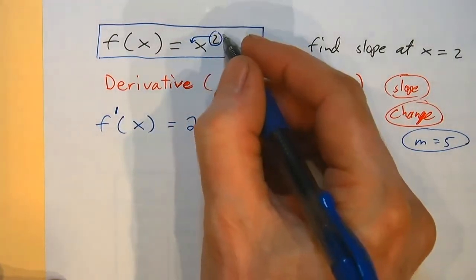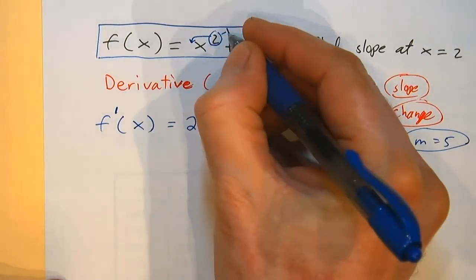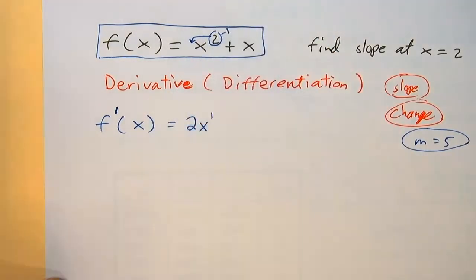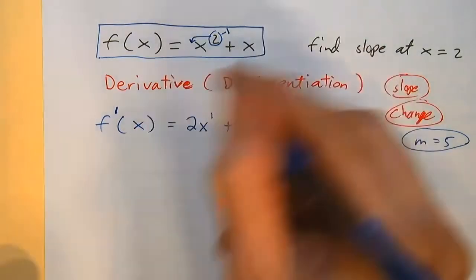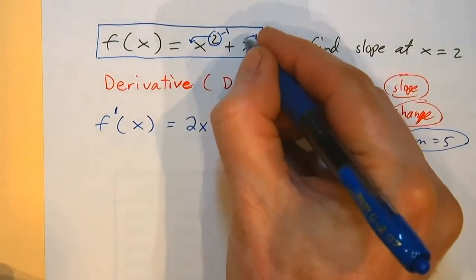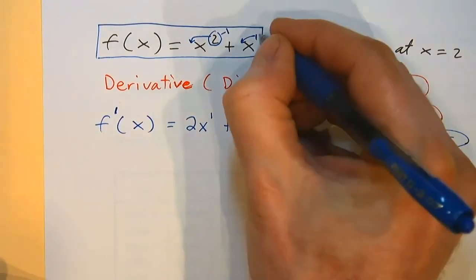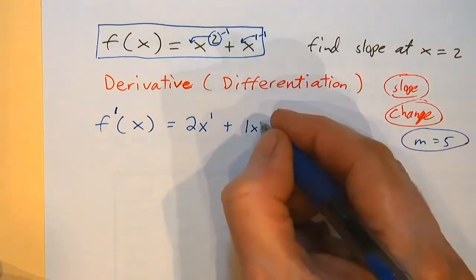2x. And then, after you move it to the front, you subtract 1 from it. 2 take off 1 is 1. That's your new exponent. Now you do it again. The exponent here right now is a 1. So you move 1 to the front. 1x. Now take off 1. 1 minus 1 is 0.